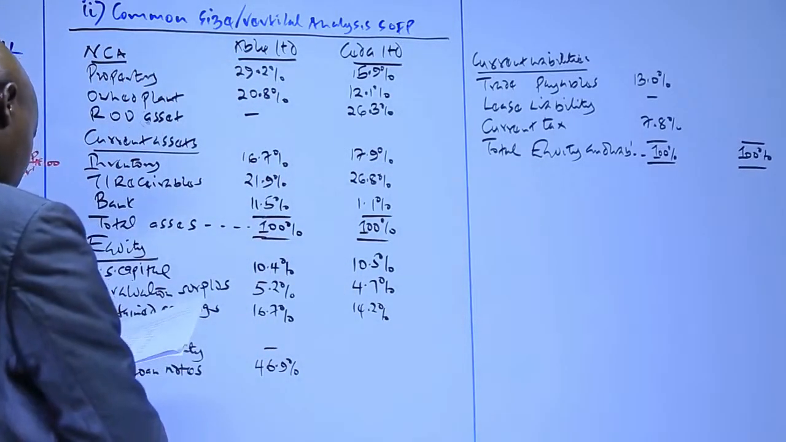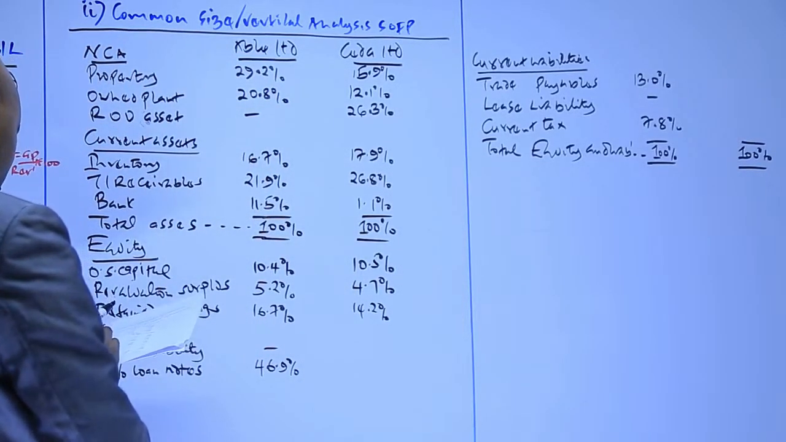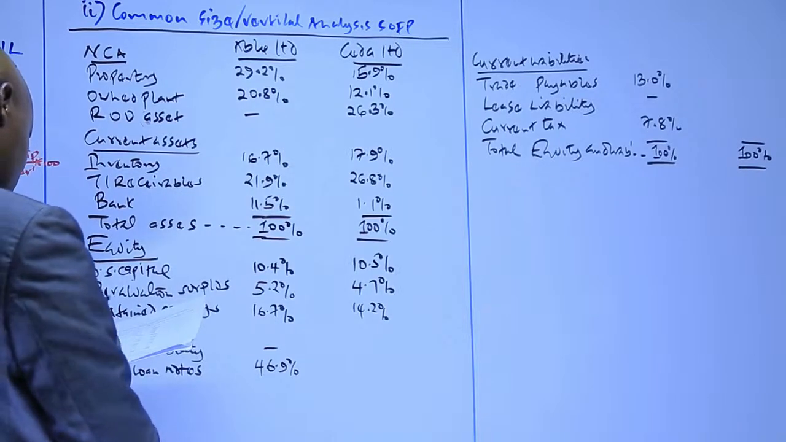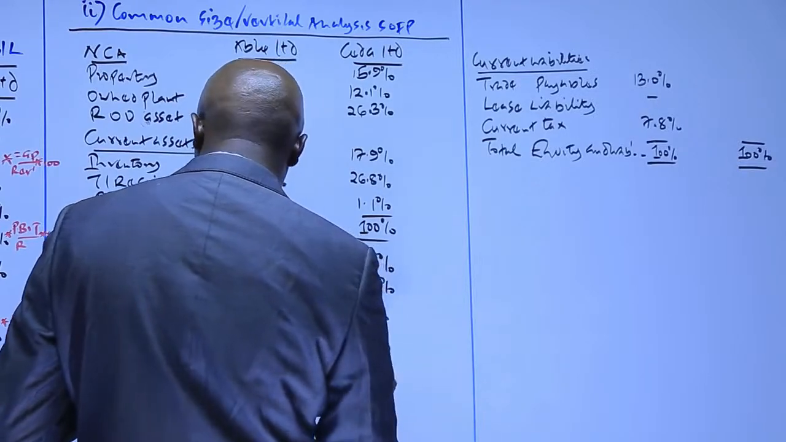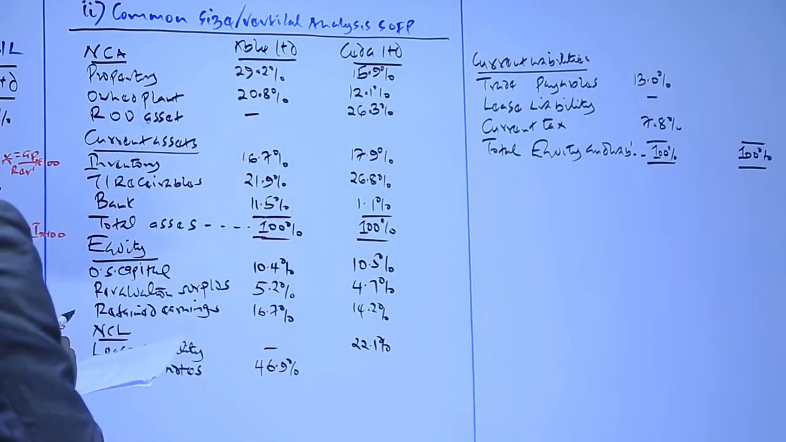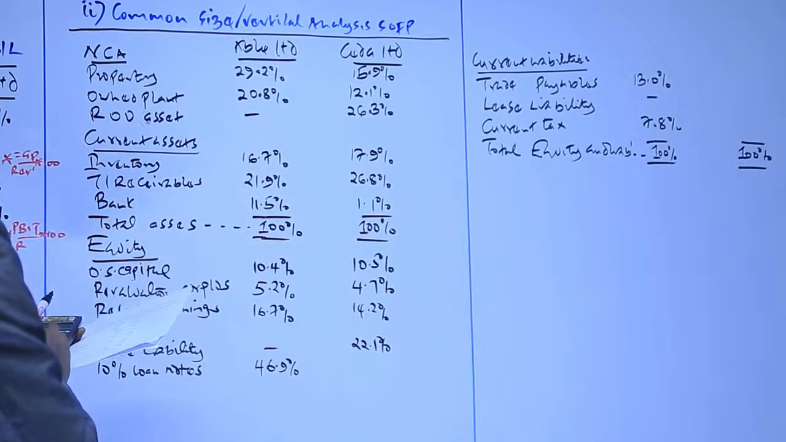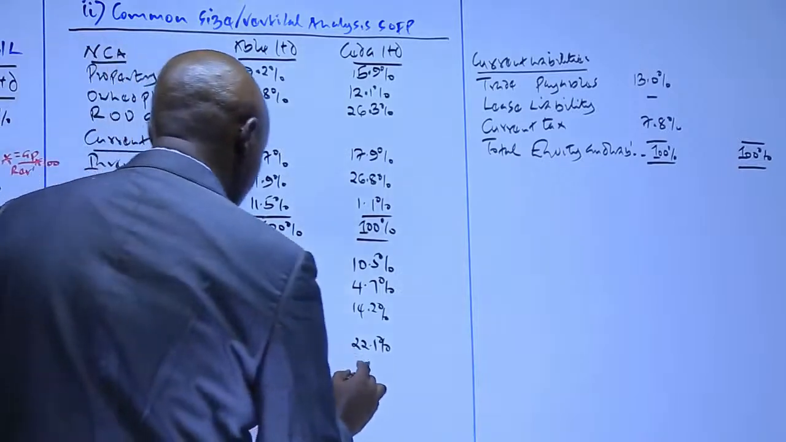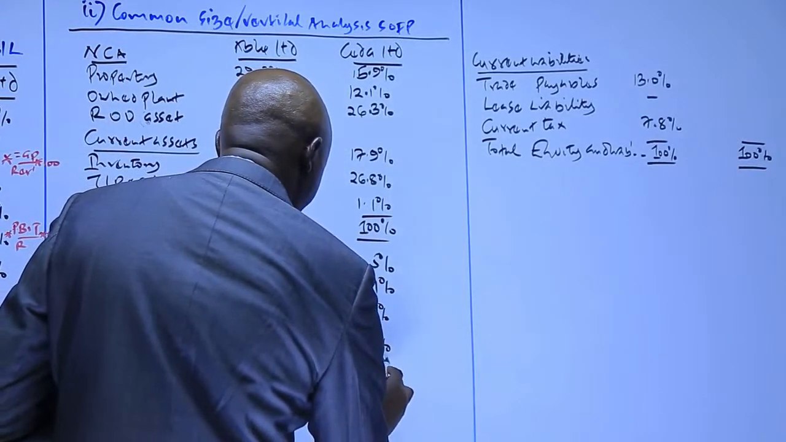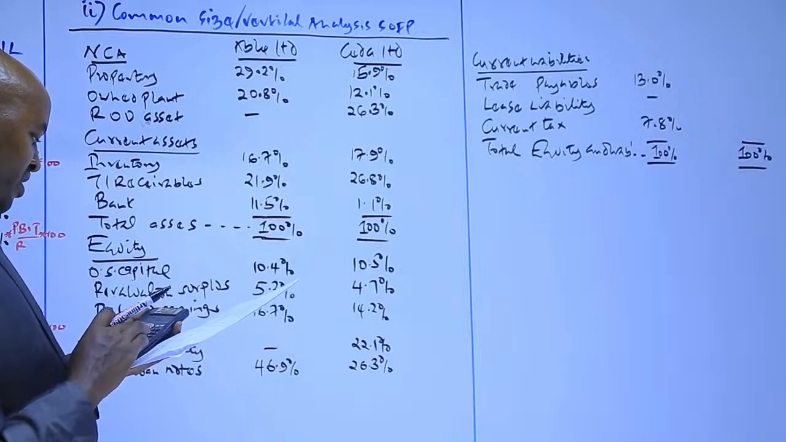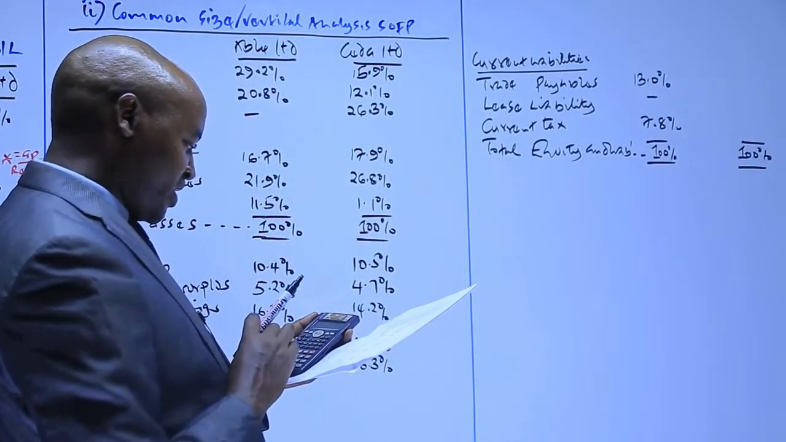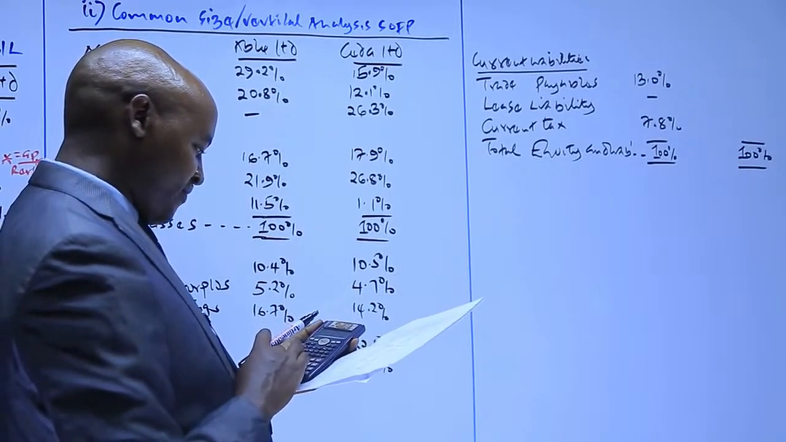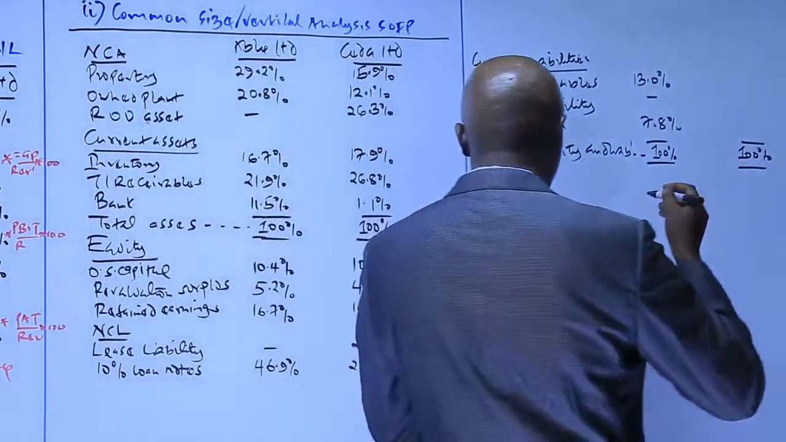What about the lease liability? 14,700 divided by 66,500, which is 22.1%. And then the 10% loan notes, 17,500 divided by 66,500, which will give us 26.3%. We go to the current liabilities. We have trade payables, 7350 divided by 66,500, which will give us 11.1.